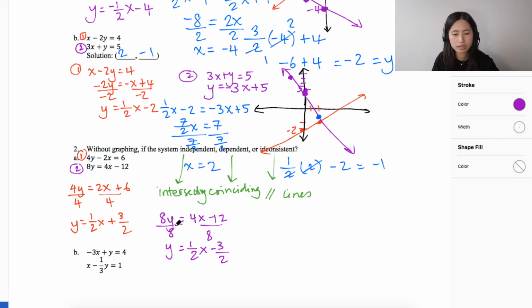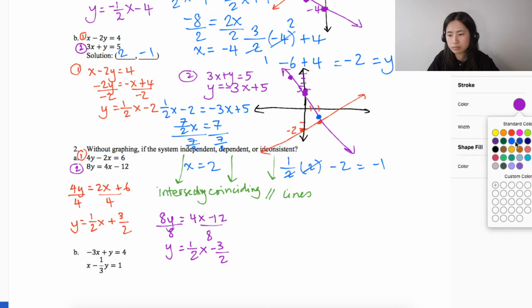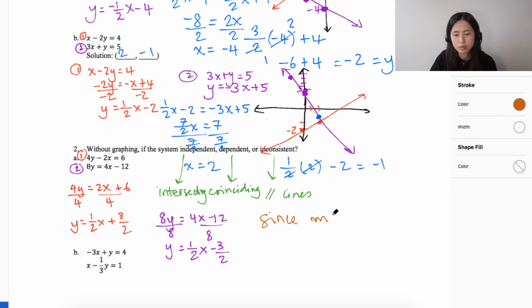Okay, so if you're looking at these two equations, you can actually see that they have the exact same slope. The slope is 1/2. So what does it mean when the slope of two equations are the same? That means they're parallel lines. Therefore, since m is equal to 1/2, which is the slope, and it's the same for both equations, we can say that these two lines are parallel. And these two equations, when you solve for them, are inconsistent.